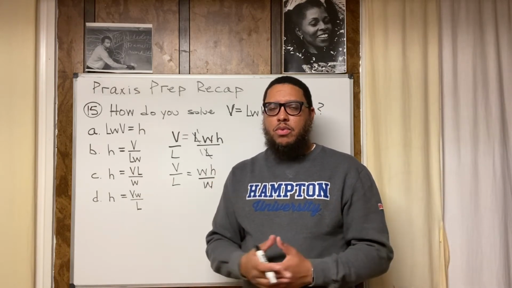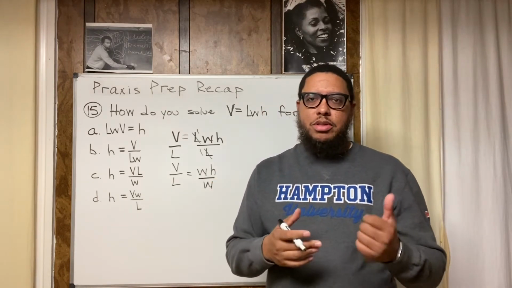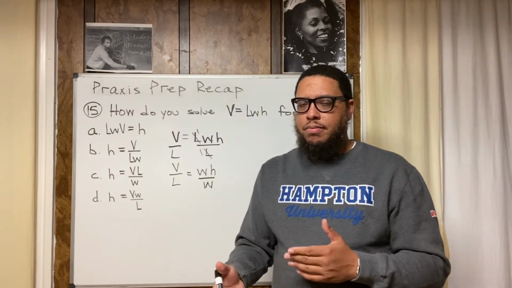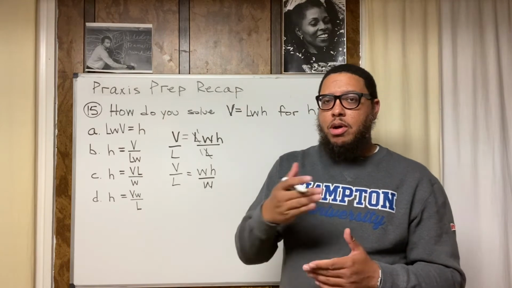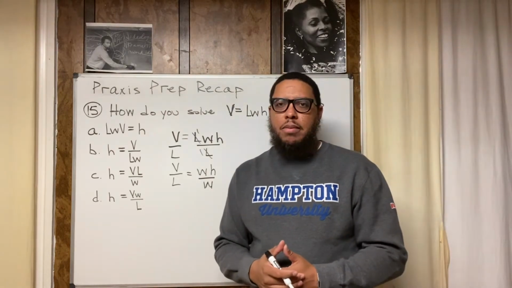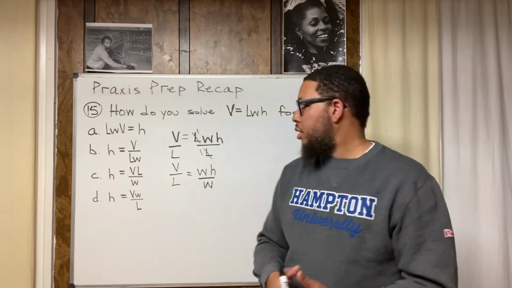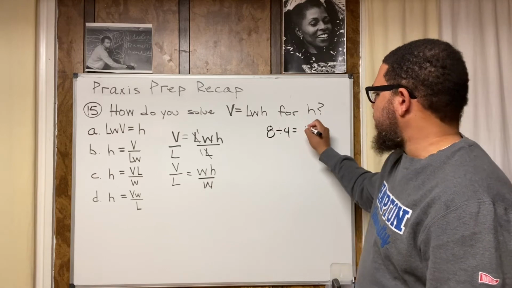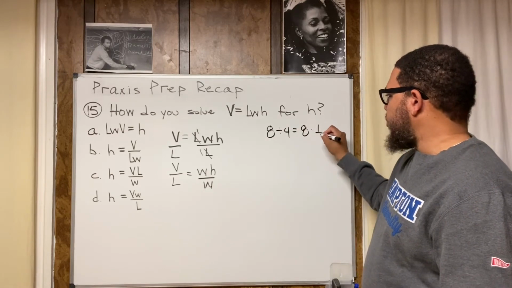Right? Think about when we divide fractions. Think about keep, change, flip. When you flip that second fraction, that's equivalent to multiplying by the reciprocal. So, just think about 8 divided by 4. 8 divided by 4 is the same thing as saying 8 times 1/4.